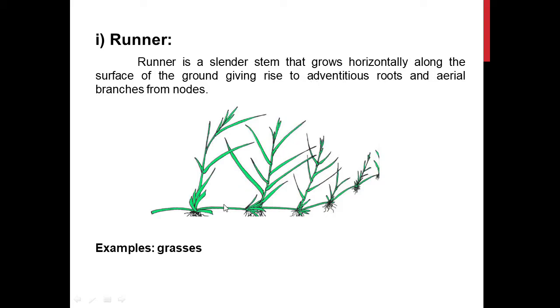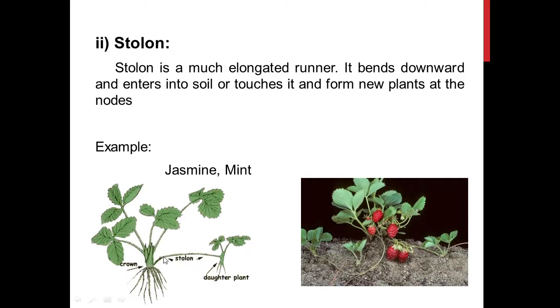gives rise to adventitious roots and aerial branches from nodes. So you can see here that these are the weak stems that grow horizontally on the surface, and when it comes in contact with the soil, adventitious roots develop from the nodes, and on the upper side new branches arise, and a new plant develops from the parent plant, and the example of runner is grasses.